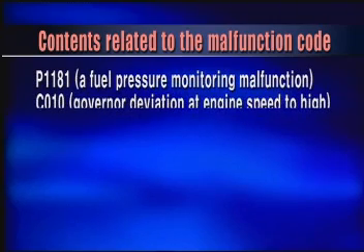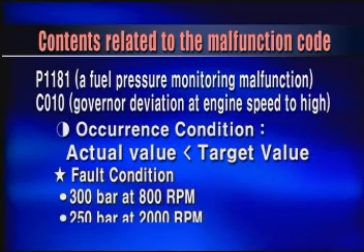I will now explain malfunction code P1181. In the P1181, there are several detailed codes. Among these, the most common are C006 and C010. This case concerns the C010, a deficiency to the proper rail pressure according to the RPM.